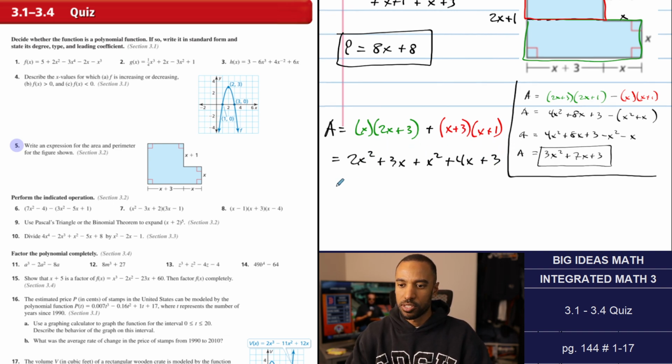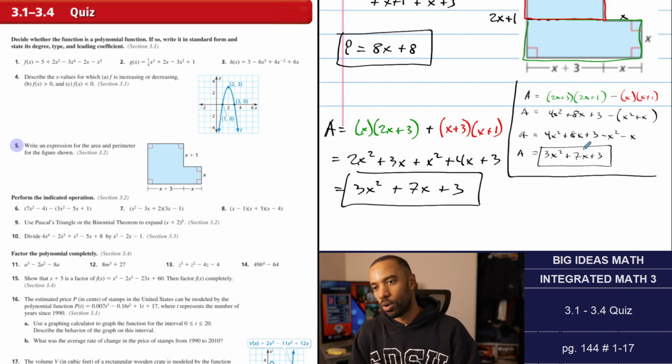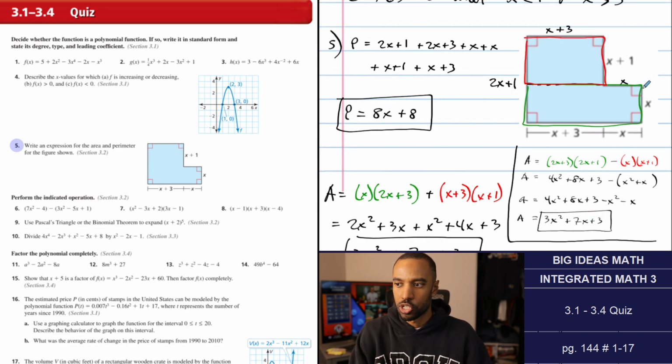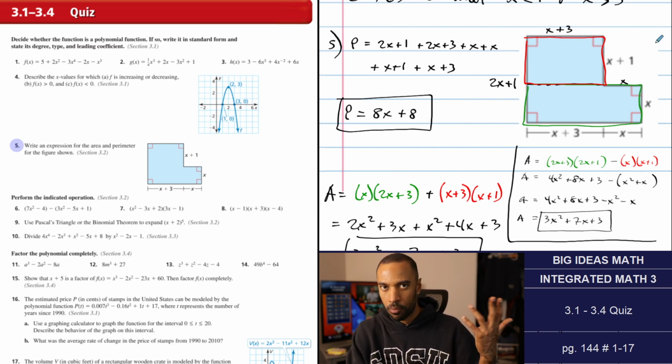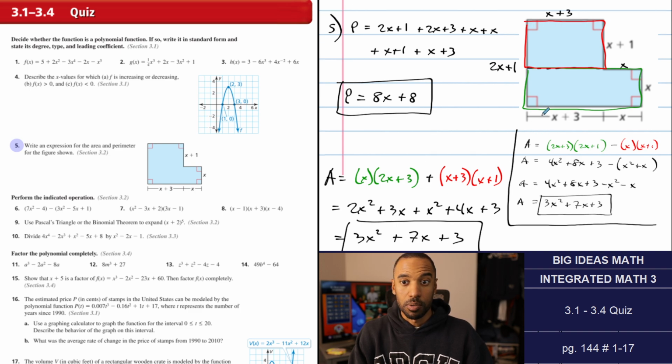So 2x squared plus x squared is 3x squared. 3x plus 4x is 7x. And then plus 3 is there. So 3x squared plus 7x plus 3 is our area. And look, we got the same area as before. So either or works when it comes to that area. And like I said, with perimeter, you could have treated it as just one large rectangle here because your distance around the object doesn't change just because you go that way instead of the other. But still the same answer. Or still the same work, I should say, getting to that answer.